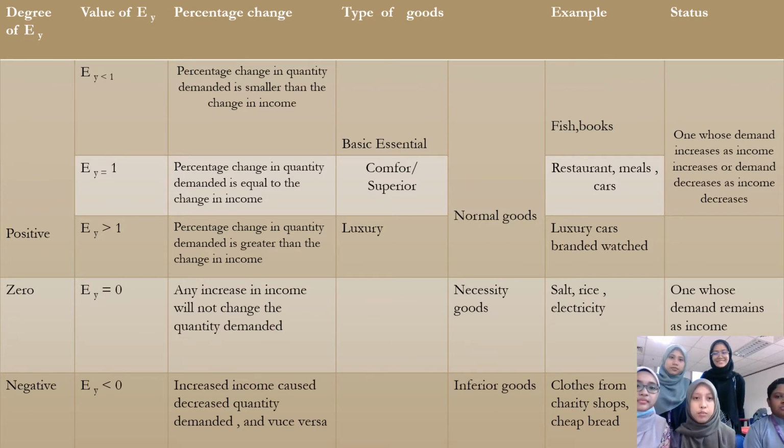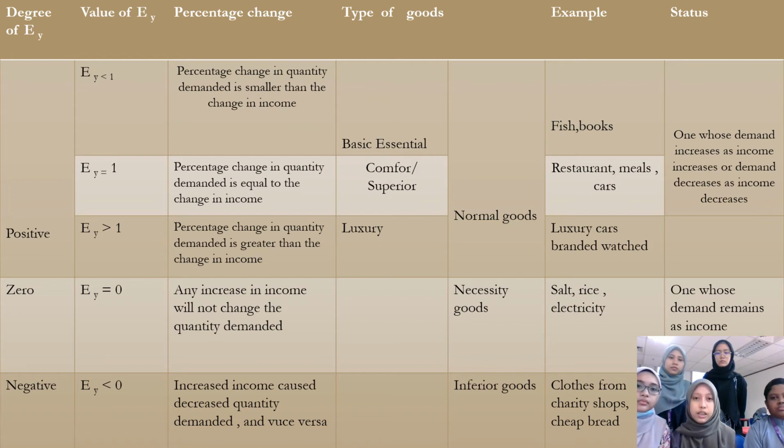First, EY smaller than 1. The percentage change in quantity demanded is smaller than the change in income. Types of good: basic essential goods, normal goods. Example: fish, books. Status: one whose demand increases as income increases, or demand decreases as income decreases. Second, EY equals 1.